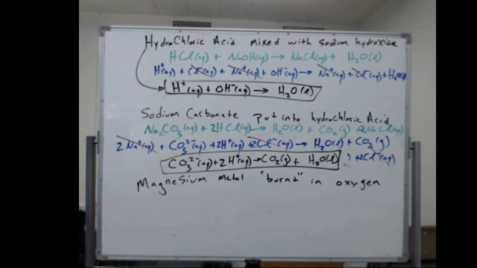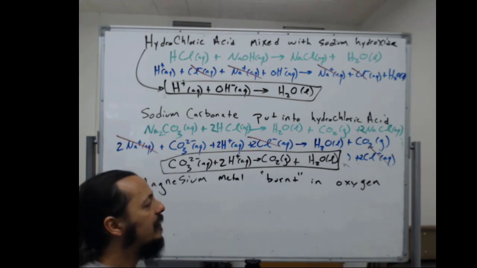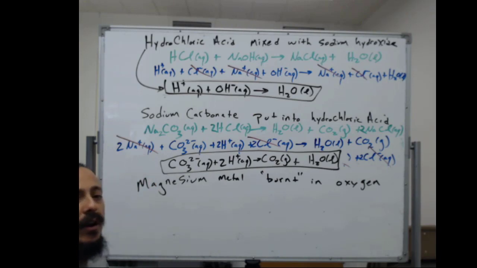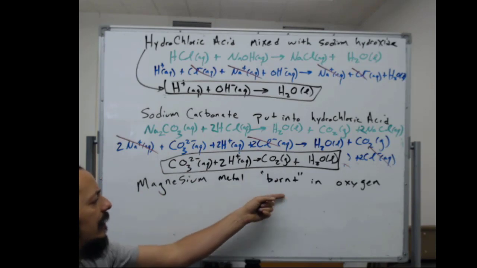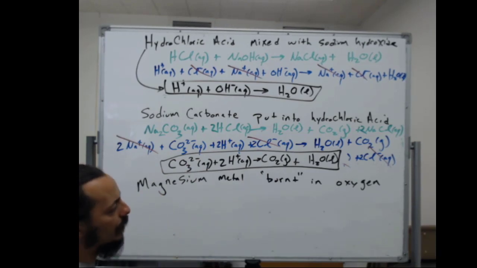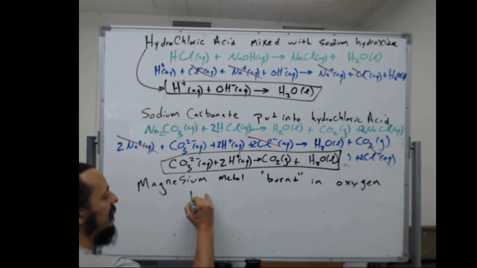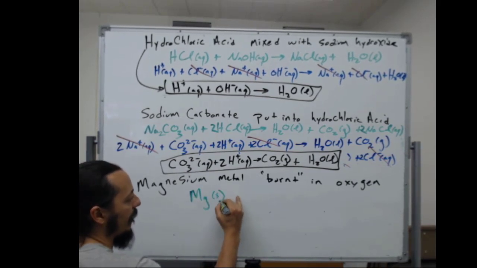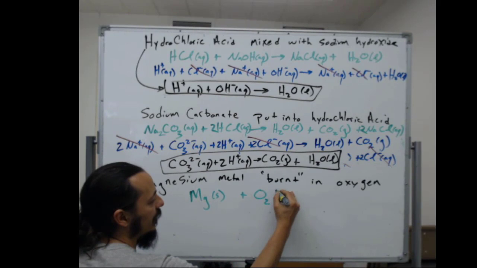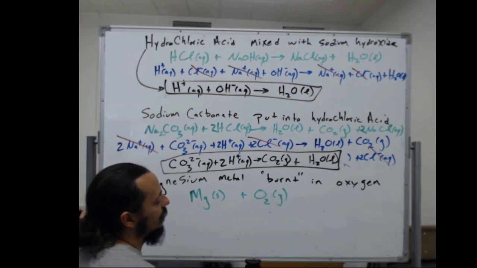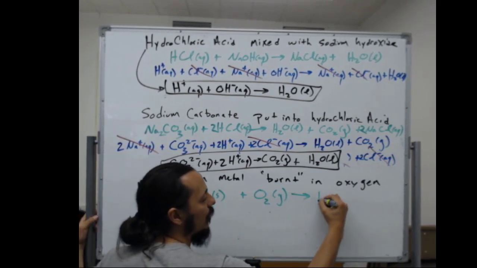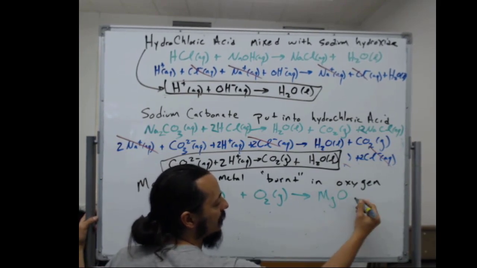Let's do this last example together. Magnesium metal is burnt in oxygen. This idea of burning is actually pretty much a hint. Burning is a special type of redox reaction. So the fact that we've got this burning is indicative of the fact that this is going to be a redox reaction. We've got magnesium metal reacting with oxygen. Oxygen is a gas. This is going to form magnesium oxide.